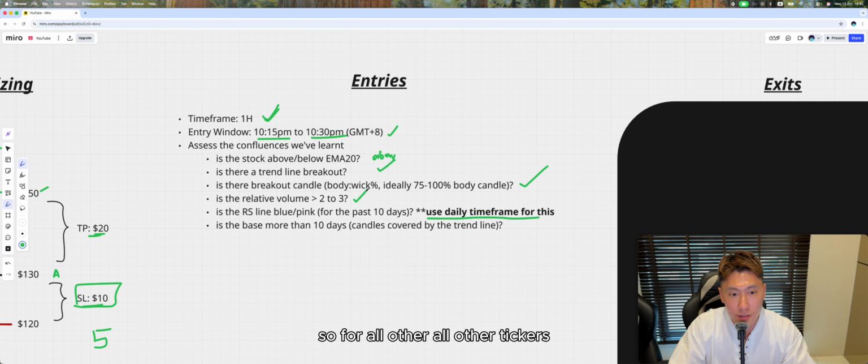So for all other tickers, we will look at it in a 1 hour time frame. Only for the relative strength line, we'll look at the daily time frame, right? So is the base more than 10 days? Meaning when you draw the trend line, there are many candles, right?